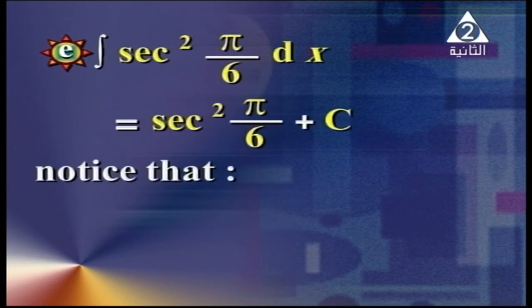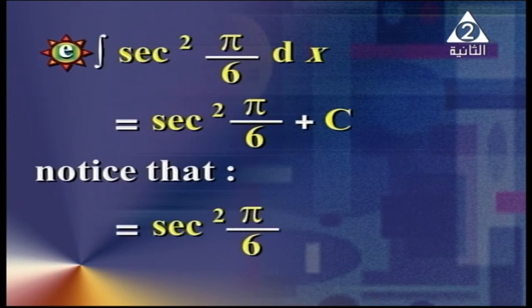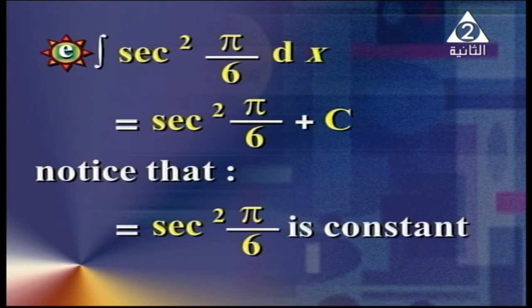Dear student, pi over 6 is a constant. Why? Because sec square pi over 6 means sec square 30. In this case, the constant is sec square, and the integration is sec square to the power 2 of pi over 6 times x plus c. Why? Dear student, this is the constant. Pi over 6 is a constant value.